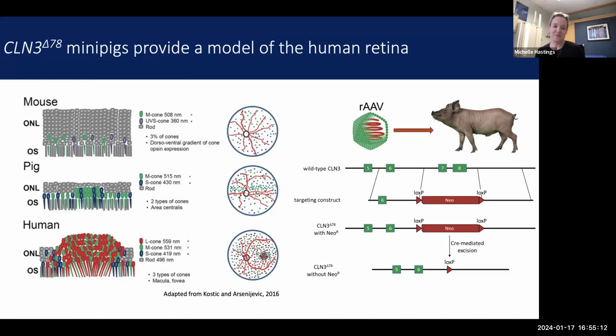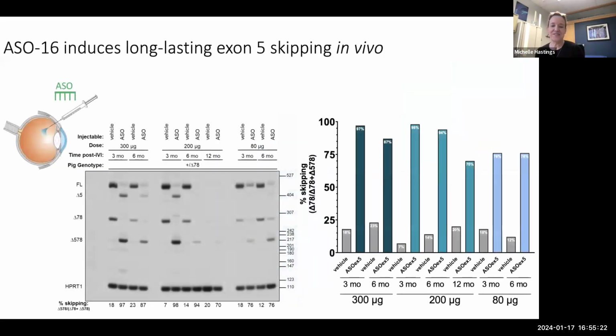And also there is the possibility of being able to screen for the visual deficits, because our collaborators at Stanford show that the pigs do start to have some visual deficits. So we're in the middle of this study, and I'm just sharing the beginning. We're just starting to get some visual ERG data on these pigs. We give one ASO injection to the animals, and this is our splicing data. And I'll just point out this percent skipping over here, whether we use 300 micrograms, 200 micrograms, or 80 micrograms.